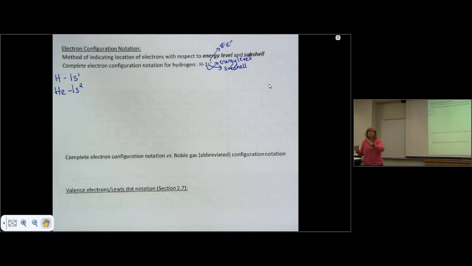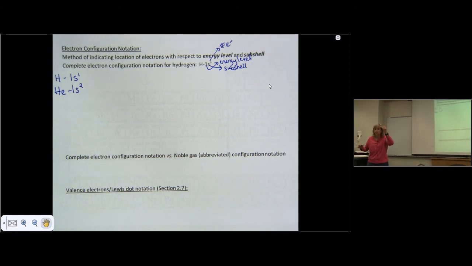Why is hydrogen over here with the metals even though it's a nonmetal? Because how many electrons does it have? 1. And it only has 1 energy level, and it only has 1 electron in that energy level. That's why it's over there, which tells us what the next one will be.